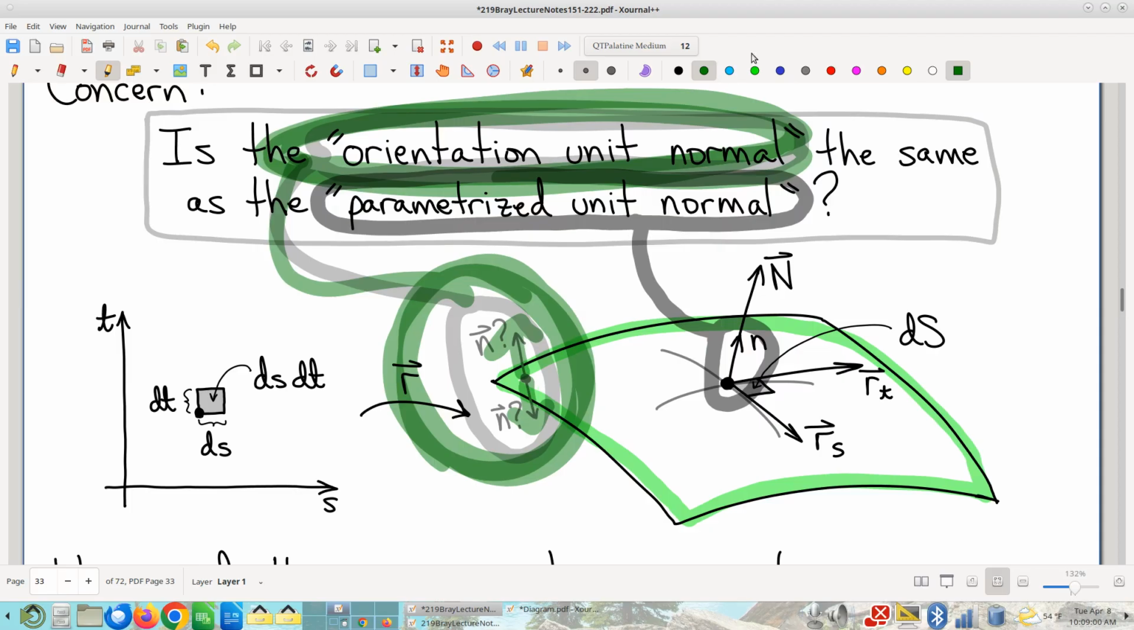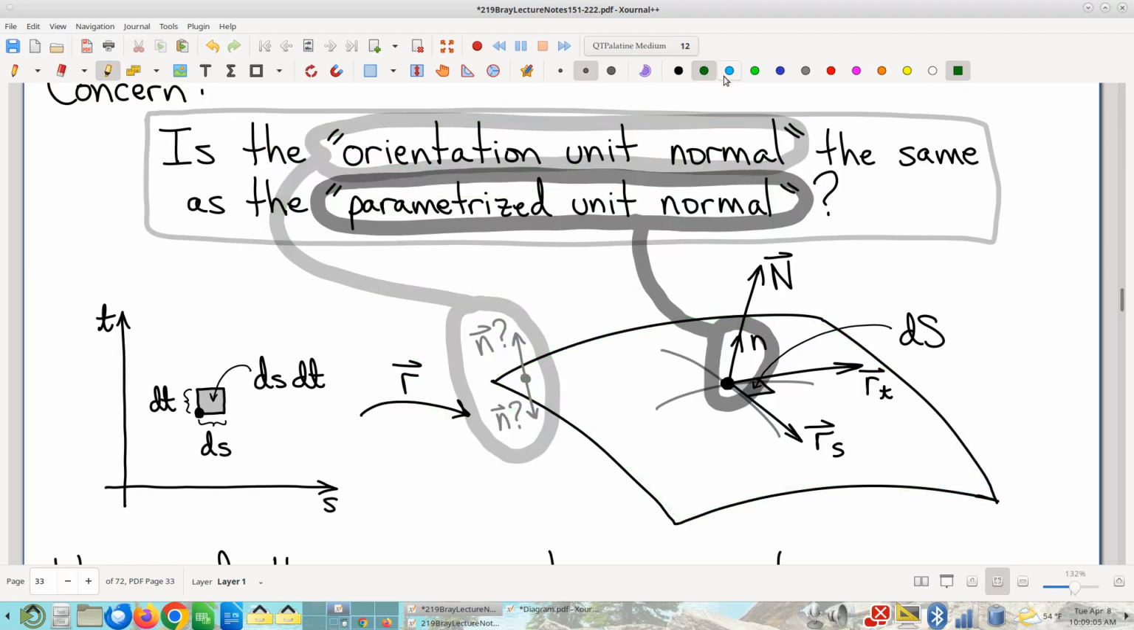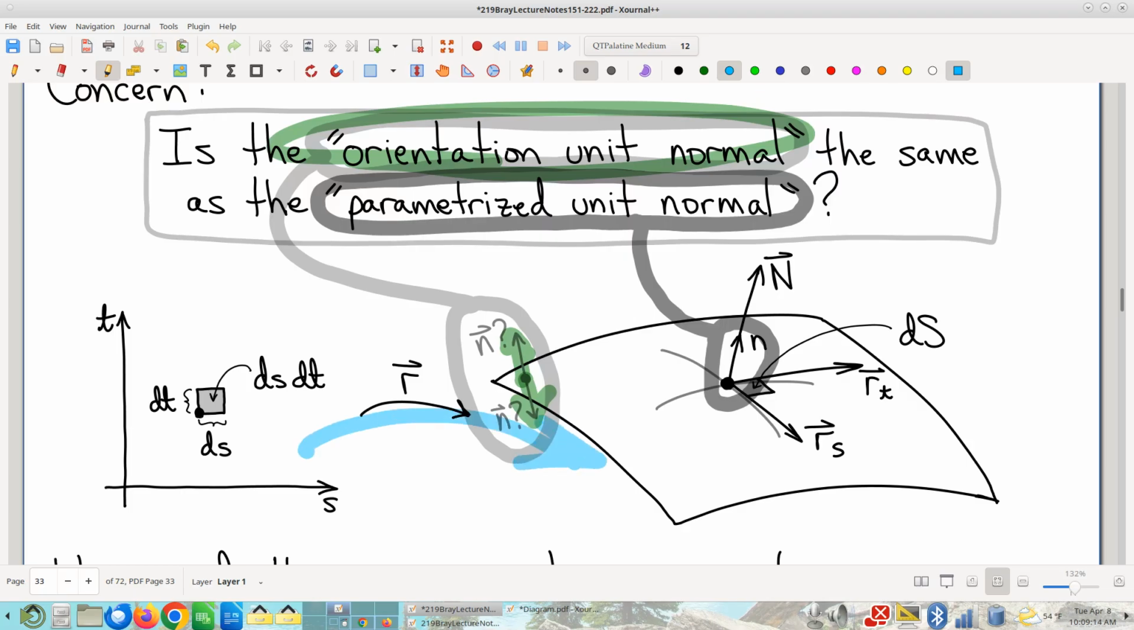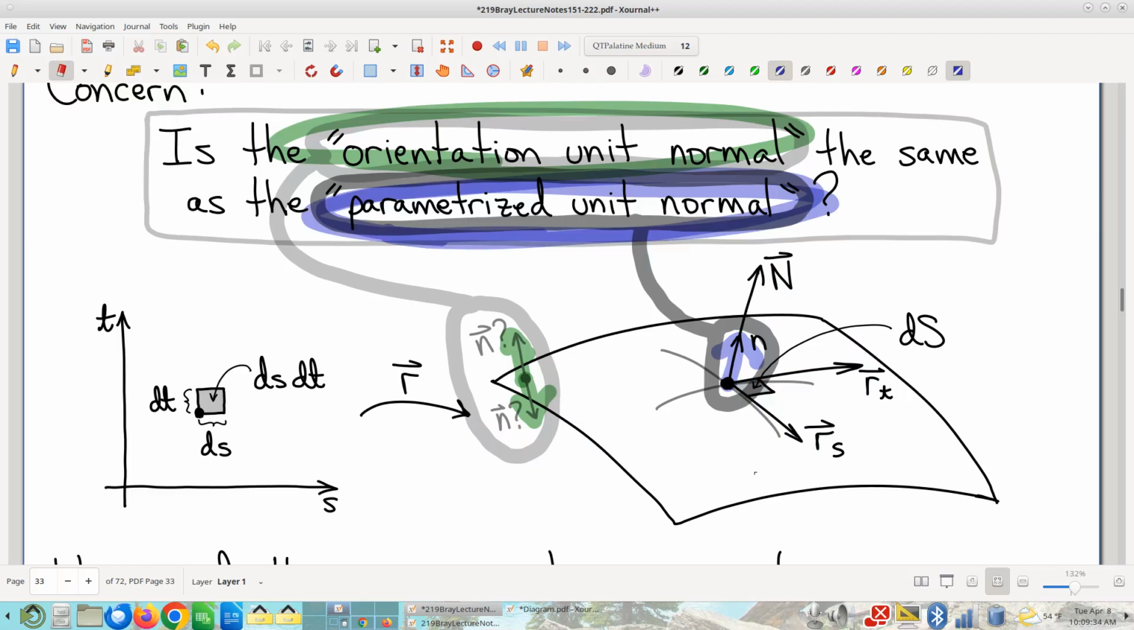Secondly, let's see here. Let me clean up the drawing a little bit here. Okay, so we have our orientation unit normal. That's like that. But secondly, don't forget, when you parameterize, in the process of parameterizing, that causes these partials to be whatever they're going to be, which causes capital N to be whatever it's going to be, which then causes what we call the parameterized unit normal to be whatever it's going to be. And that, again, comes out of the parameterization, which we made up kind of arbitrarily.